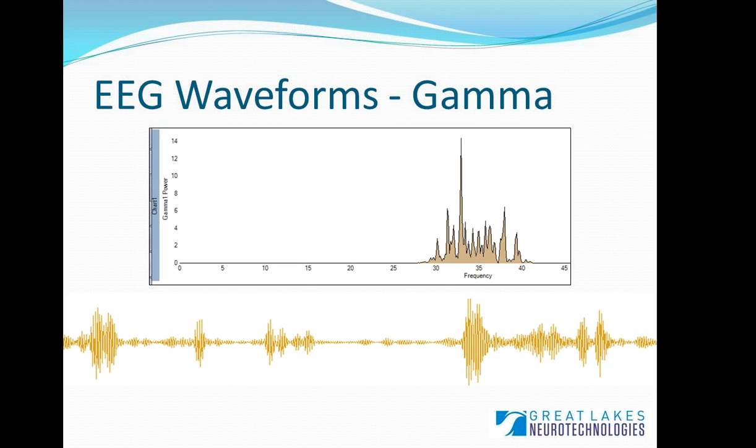The amplitude can vary depending on the person or the location from which it's being recorded. And it's actually found, or can be found, in every part of the brain. So it doesn't matter which lobe you're on, which hemisphere you're on, you can extract gamma waves really from any location on the scalp.